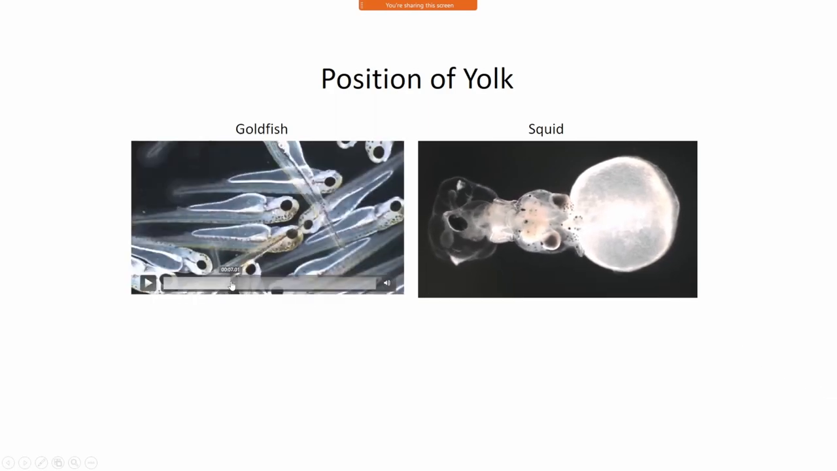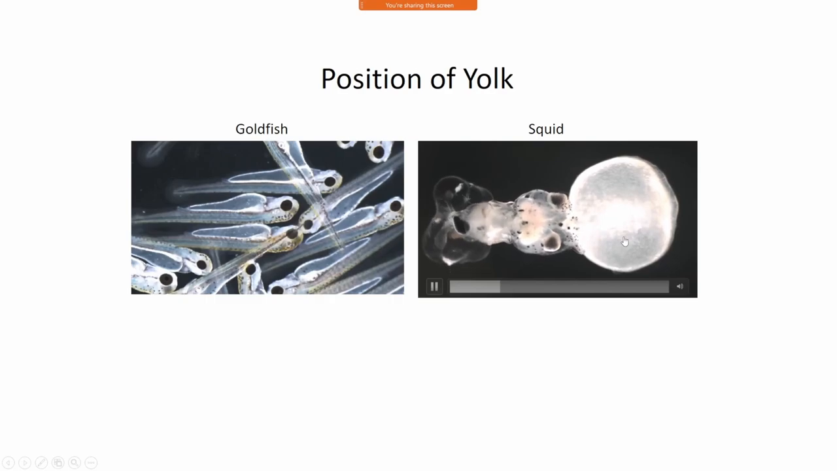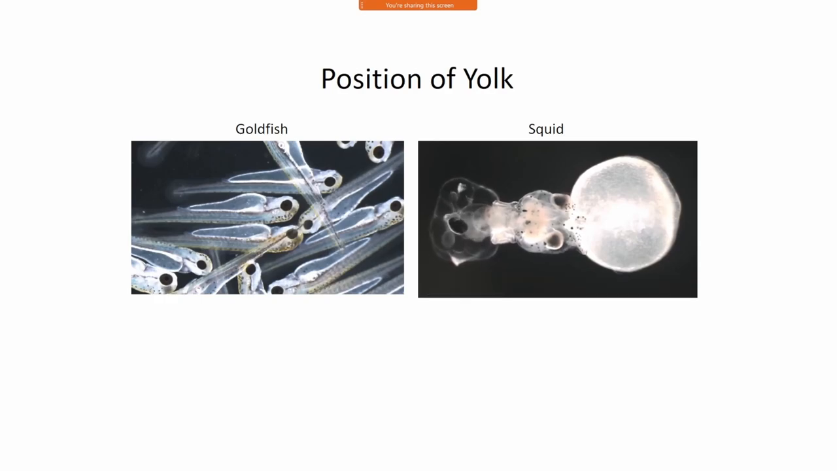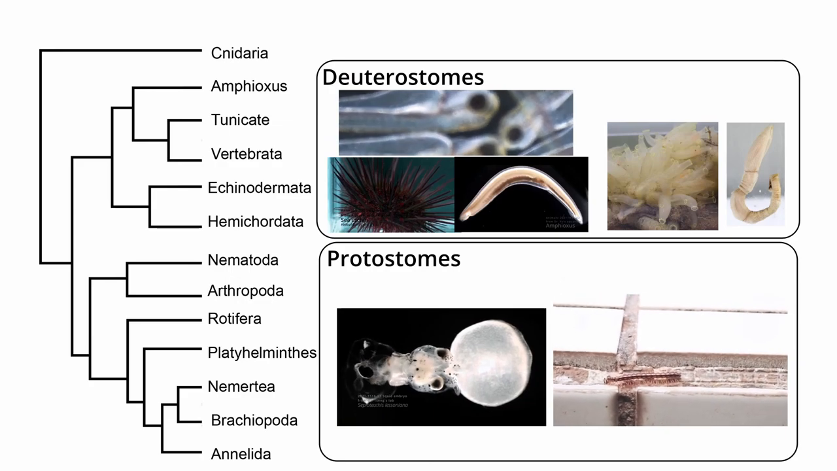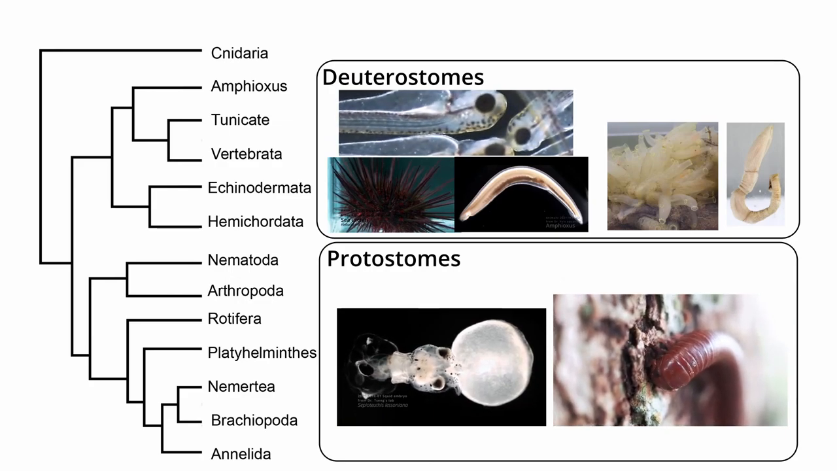protostome. In fish, the yolk is here, the mouth is here. In the squid, the yolk is here, and the squid mouth is here. What does it mean? The topology or position of the yolk is so different. Even though this squid has eyes, or goldfish also has eyes, and they look like friends, actually our body plan and the squid or octopus body plan are so different.